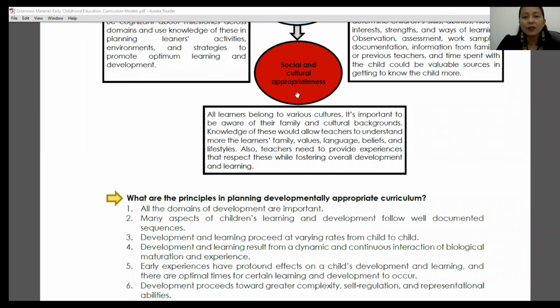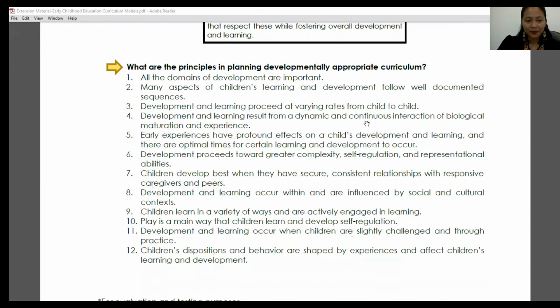The third is social and cultural appropriateness. All learners belong to various cultures. You know that. It's important to be aware of their family and cultural backgrounds. For what reasons? Because this would allow teachers to understand more the learner's family, values, language, beliefs, and lifestyles. And by understanding all this, teachers will be able to provide experiences that respect these while fostering overall development and learning. And the last for this lesson will be the 12 principles in planning developmentally appropriate curriculum.